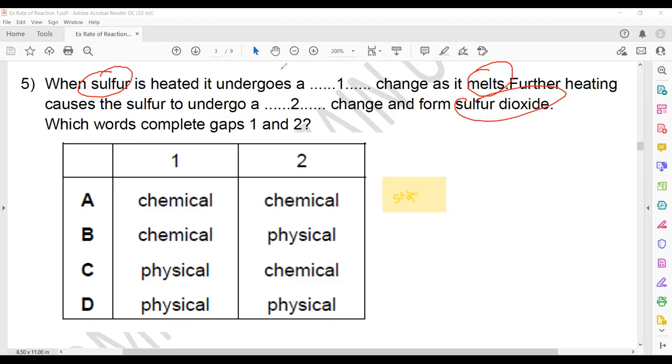There's sulfur, you supply heat energy, and the sulfur is melted. When sulfur is melted, it is still sulfur, like solid sulfur converting into liquid sulfur. What do we call this? When only the state changes and no new substance forms, we call that a physical change.